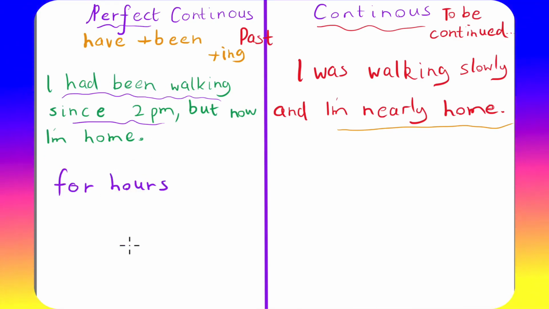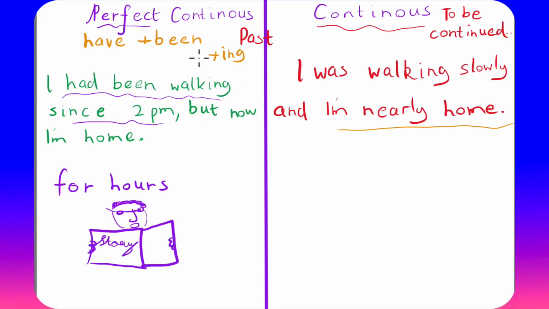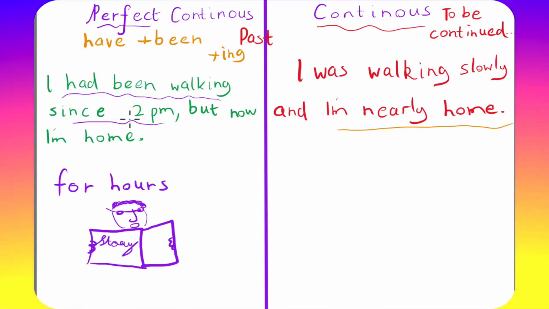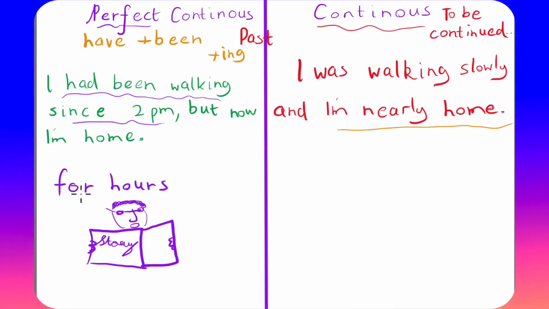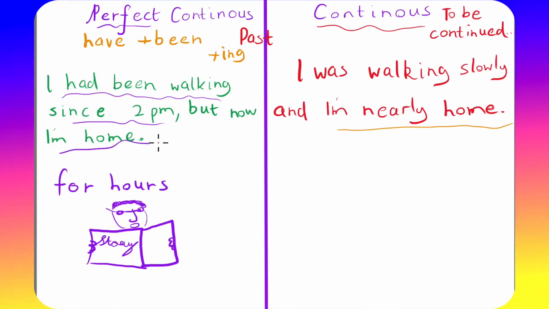Here we're telling a story. We are talking about something that has continued for a long time. I had been walking since 2 p.m. I had been walking for hours, but now I'm home. In the end, we have told the story. We have a completed action.